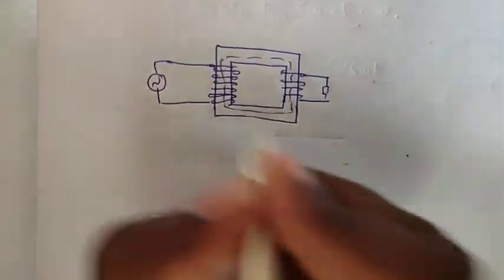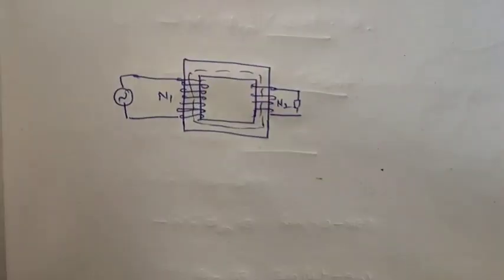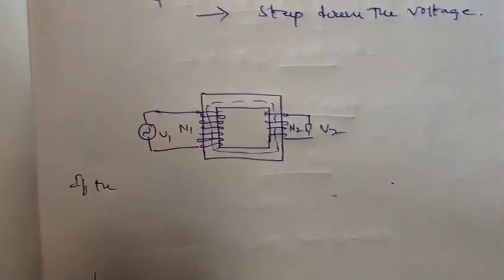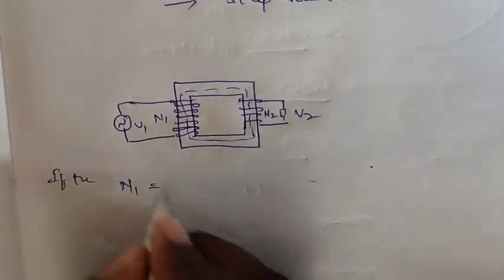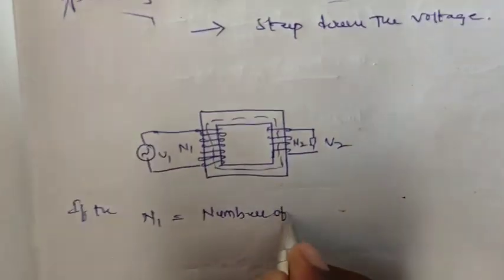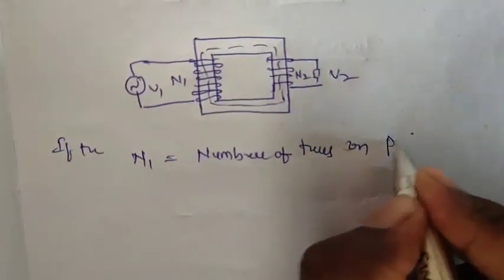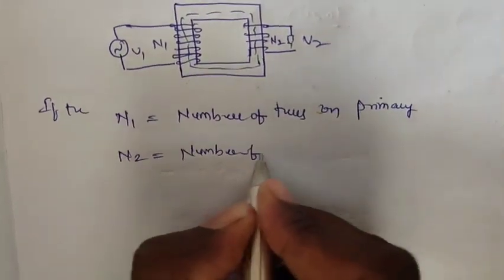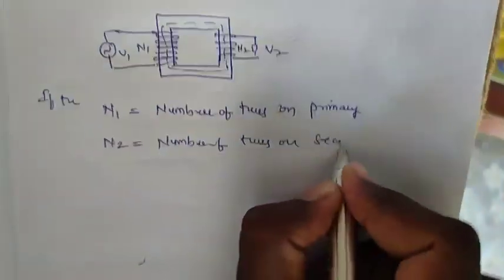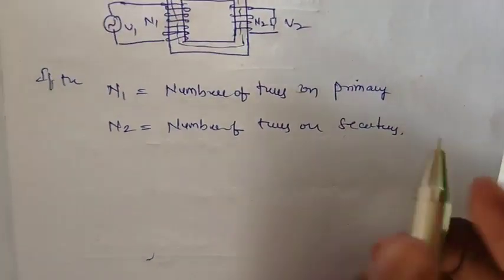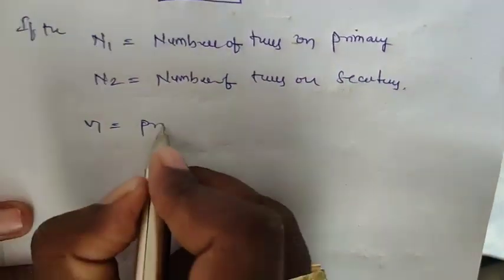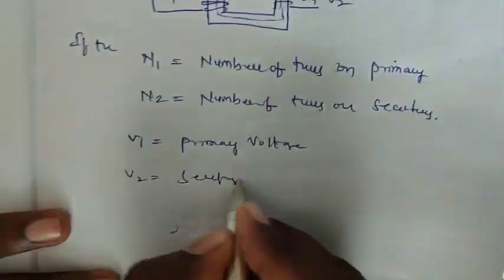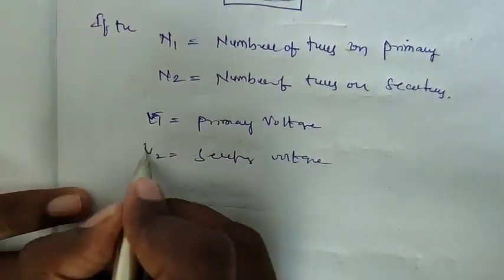This one is N1, N2. V1 is the voltage on primary, V2 is the voltage on secondary. N1 equals the number of turns on primary, N2 equals the number of turns on secondary. V1 equals primary voltage, V2 equals secondary voltage. E1, E2.